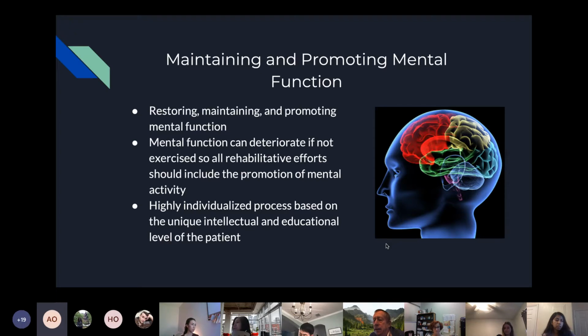Mental stimulation is a highly individualized process based on the unique intellectual and educational level of the patient. Some people enjoy reading the classics, others are barely interested in reading the local newspaper. Some people thrive on large social events, whereas others could spend days alone solving a crossword puzzle. Some people maintain a large network of contacts through social media, though others are challenged using the phone.